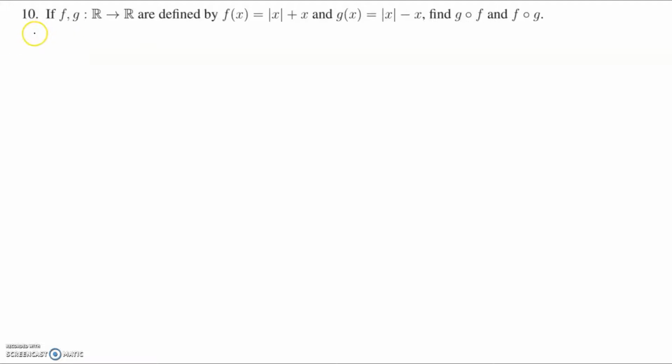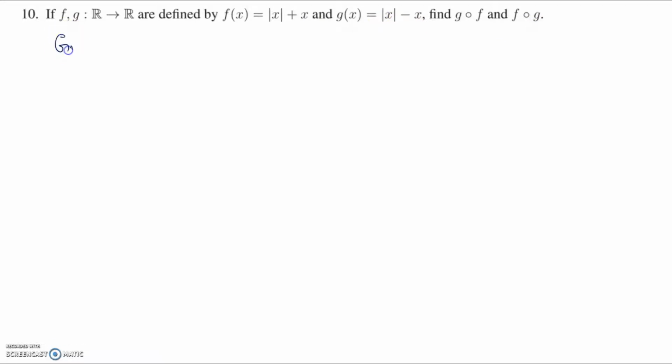In this video we will solve further problems from exercise 1.3. Question number 10. If f and g are functions from real value to real value, defined by f of x is equal to absolute value of x plus x, and g of x is equal to absolute value of x minus x, then find g composite function with f and f with g. So let's first define what's given.